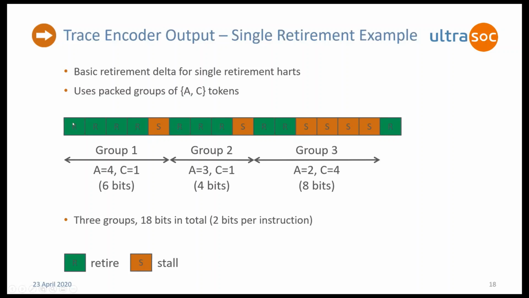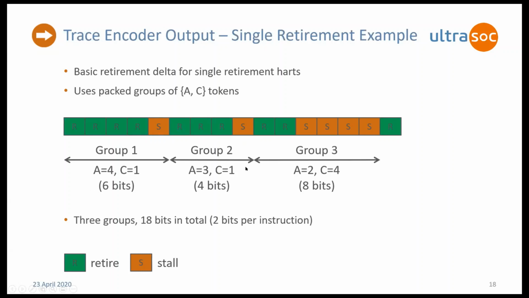Let's assume for a moment that here's a set of clock cycles where a single retirement happens. So here are 4 clock cycles where instructions were retired, then we stalled for a cycle, we retired for 3 cycles, and so on. So the encoder will look at that and say, okay, I've seen 4 retired instructions. Token A counts that. Token C counts how many stall cycles there were, and encoding this requires 6 bits.